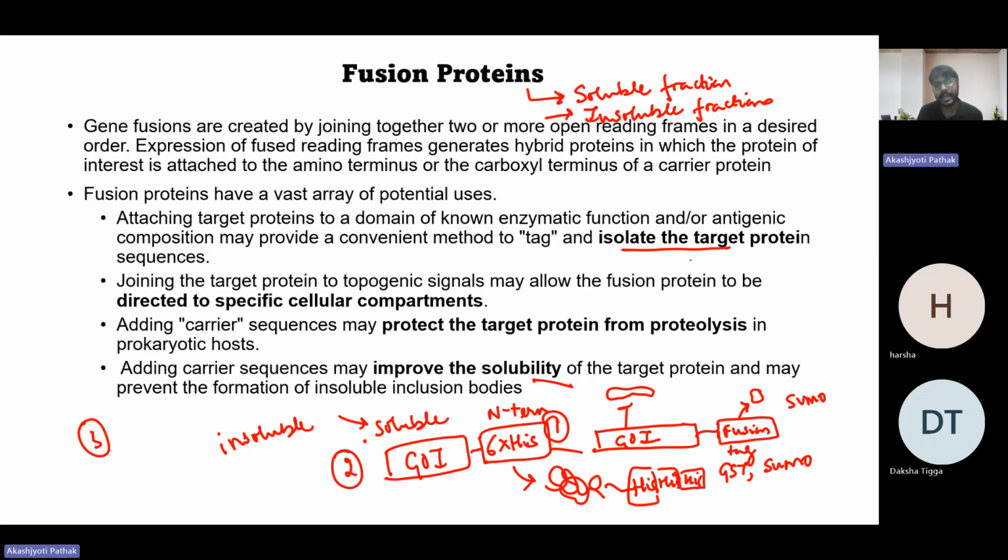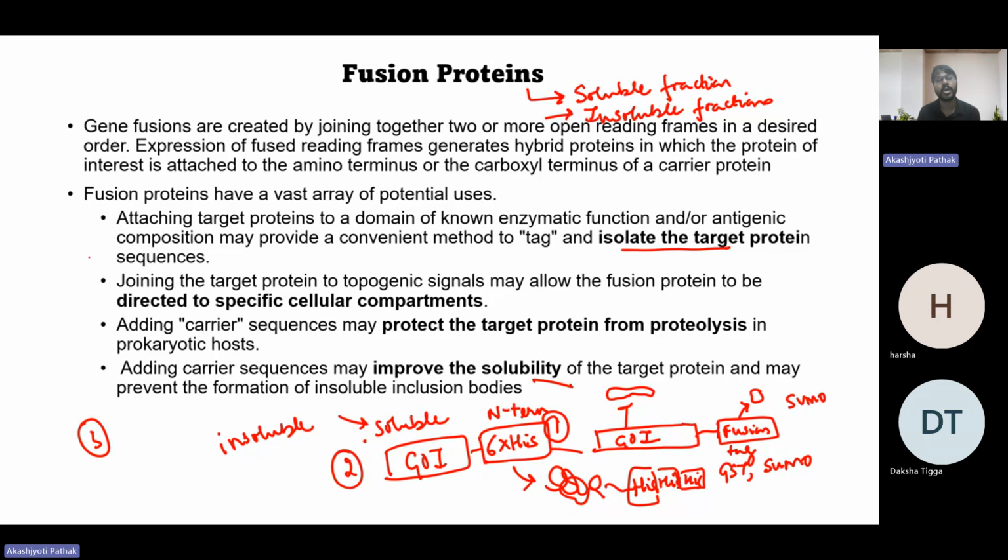So you can add histidine tag if you want to isolate the target protein, or joining the target protein to topogenic signals may allow the fusion protein to be directed to a particular cellular compartment. Okay, so if you add a nuclear localization or any signal peptide to your gene of interest, and you want your protein to be localized to a particular cellular compartment, then you can add a particular fusion tag that will make your protein go to that particular compartment. So these are the different reasons why the gene of interest is cloned along with a fusion tag.